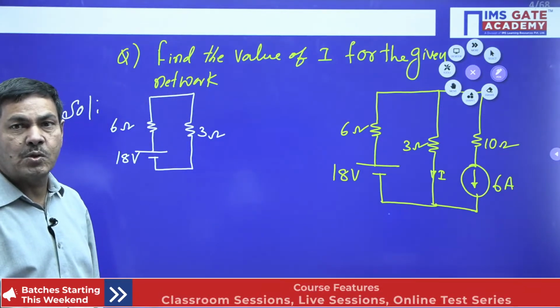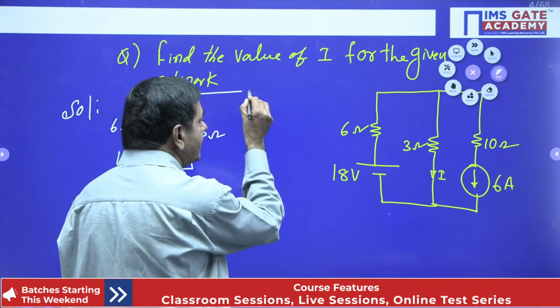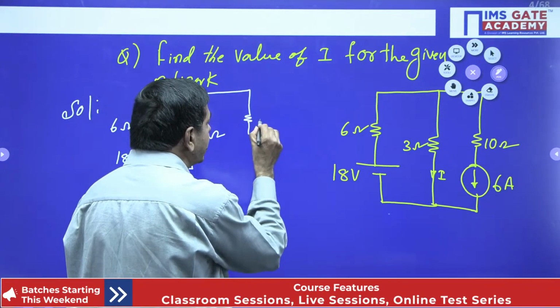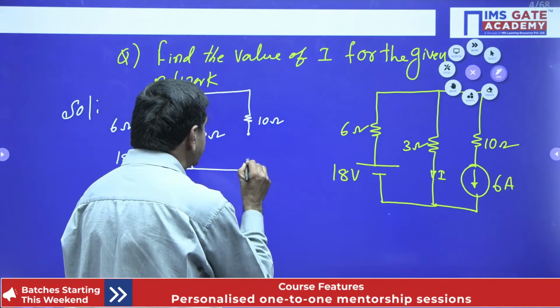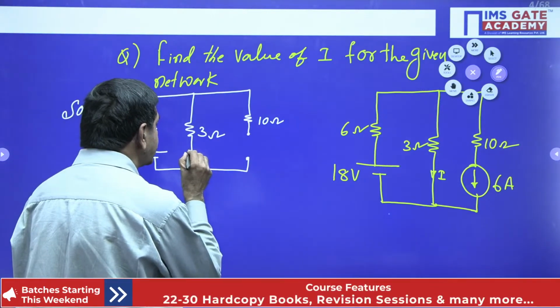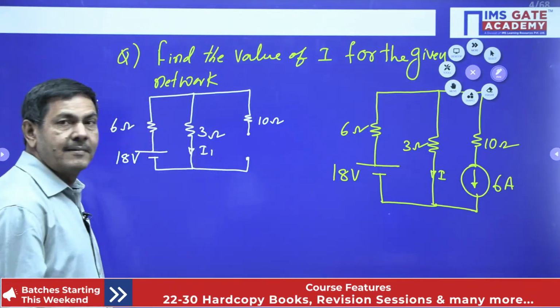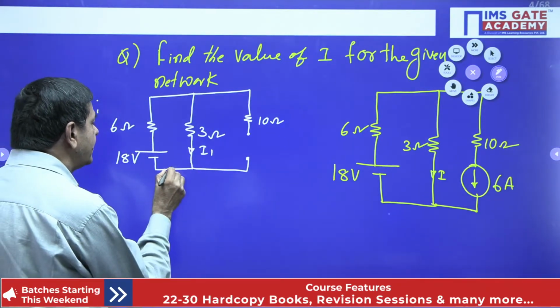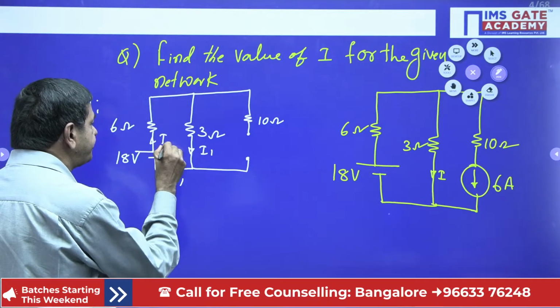Wherever you get a current source, that must be open circuited, as I said already. The current source I removed. When the current source is open circuited, the 10 ohm will not have any effect because it is an open circuit. So the current across the 3 ohms, I take as I1 initially. It is a single loop, so this also is I1.